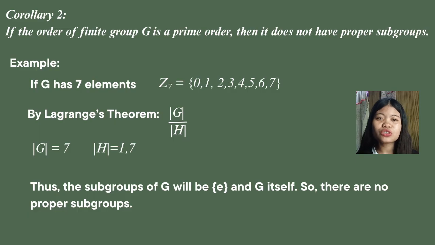So therefore, we conclude that if a group has a prime order, then it is cyclic and has no proper subgroup except the trivial one.